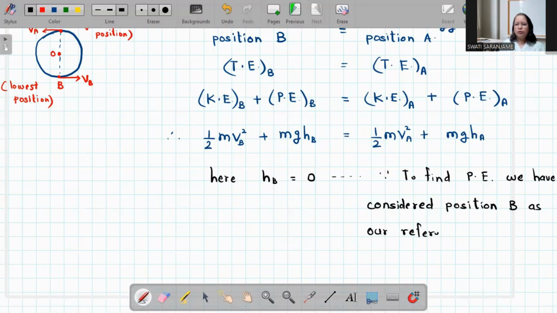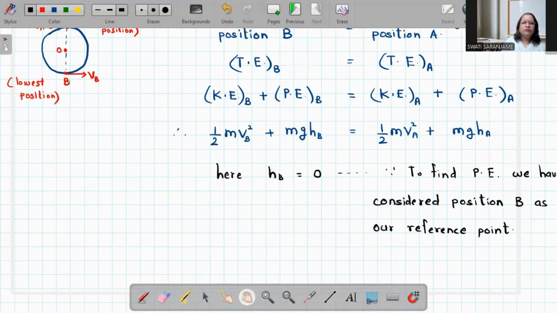Okay, so if we measure everything, the reference point is what? From 0, the 0 point. So from there itself, we are starting measuring the height. Now HB is what? Height of the object above the reference line. Now itself it is at the position B. So HB is equal to 0.